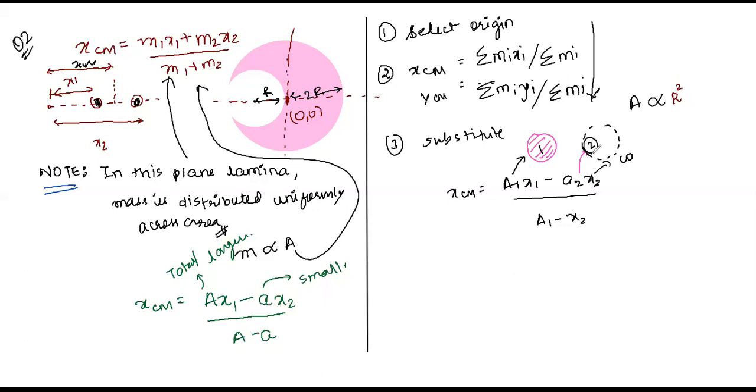So all I am doing is subtracting the product of area and position of one minus the area and position of the other. How will you find out the position? For that, I have chosen the center as 0, 0 or origin. So from the origin, what is the location of the center of mass? This x1 is telling me the location of the center of mass of 1 from the origin.